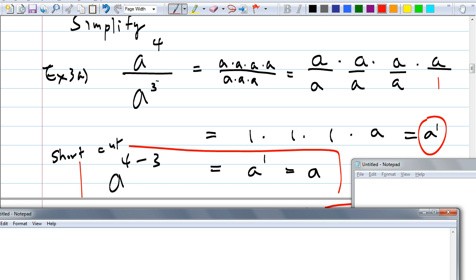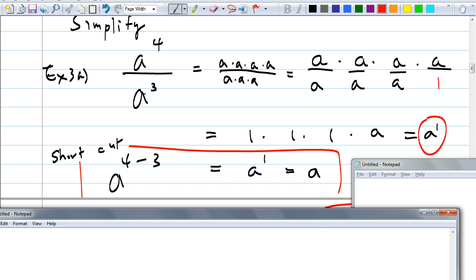Okay. Yes, sir. What would happen if you're dividing an exponent that has a lower power than the denominator? That's actually what I'm going to do right now. Very good question. The question is, what happens if the exponent on the bottom is bigger than the exponent on the top? So we'll get there. Just wait.